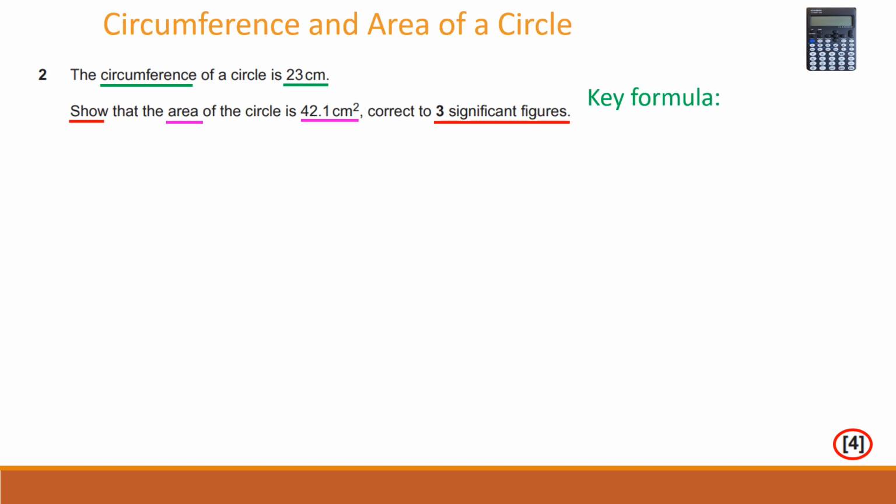The key formula you need for this are that the area of the circle is the space inside the circle, and the area of the circle is equal to pi r squared. Now r is the radius of the circle, which is the distance from the centre of the circle to the edge. And pi r squared means pi times the radius times the radius. You can use the square button on your calculator.